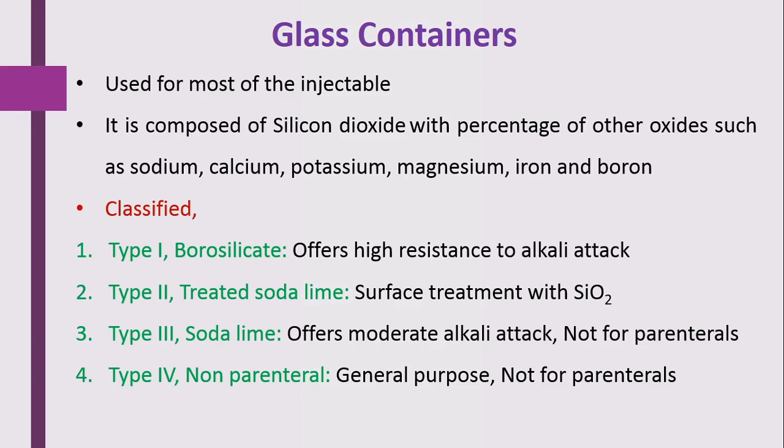Next type of container is type 4. It is also called a non-parenteral container. It is used for general purposes. It is not used for the parenteral preparations. So type 3 and type 4 are not used for storing of the parenterals. Type 3 is mainly used for liquid orals and dry syrup.